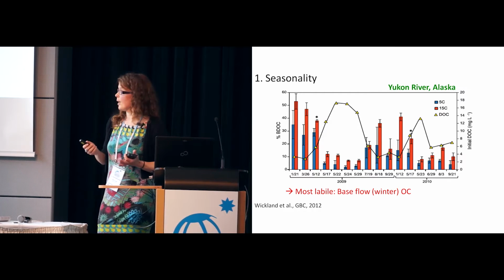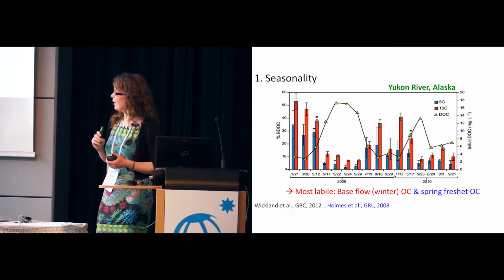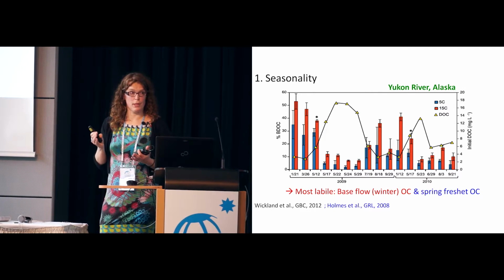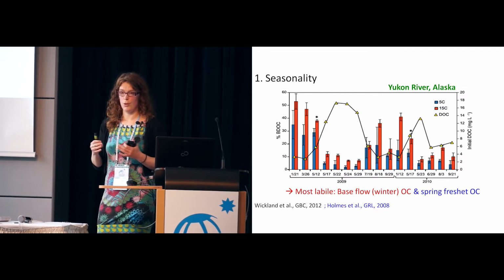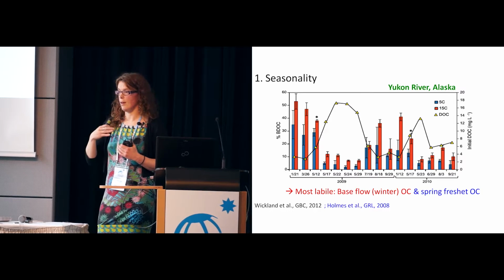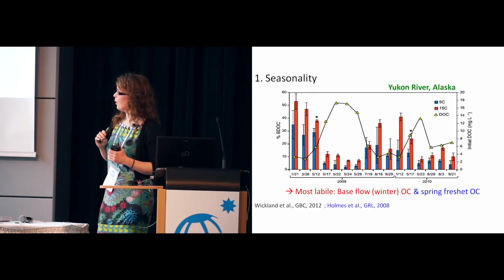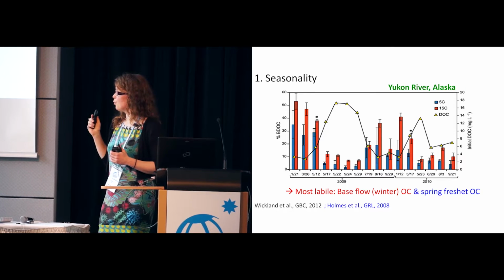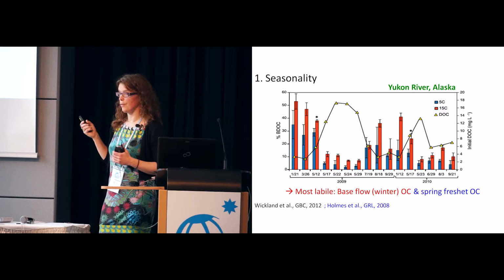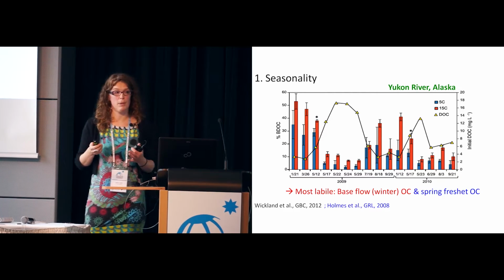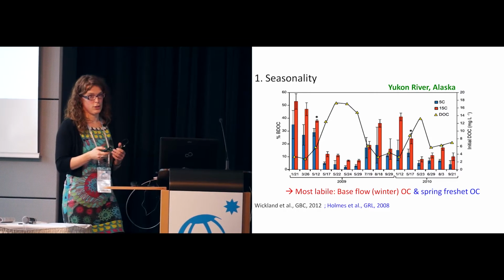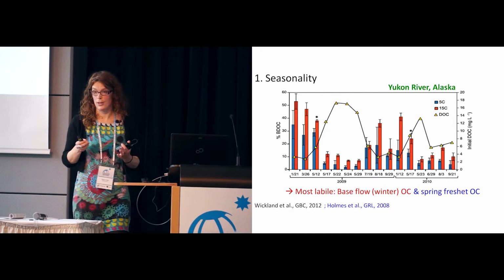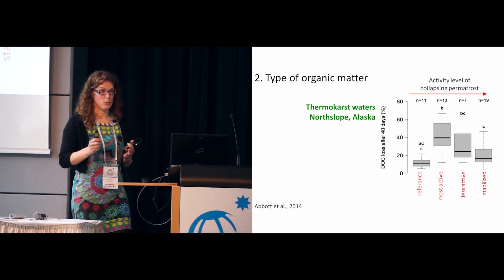But at the same time, on the north slope of Alaska, a study by Max Holmes showed basically a little bit of the opposite pattern. So spring freshet material, which is the first peak after ice out, with lots of material in May and June being released. These tundra rivers, smaller rivers, they showed the highest lability during the spring freshet. And this is also most likely related to the type of organic matter that is coming out. So that brings me to the next point.